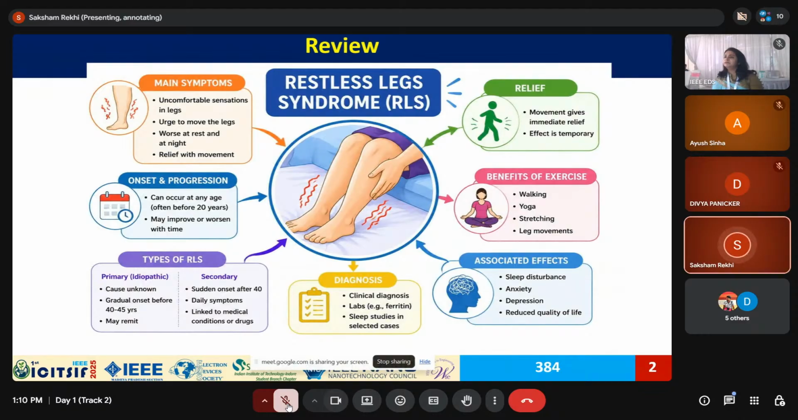Diagnosis: clinical diagnosis, labs, various tests are given like the ferritin test. Sleep studies in selected cases. Associated effects include sleep disturbances, anxiety, depression, reduced quality of life. It can be relieved by exercise like walking, yoga, stretching, and leg movements.